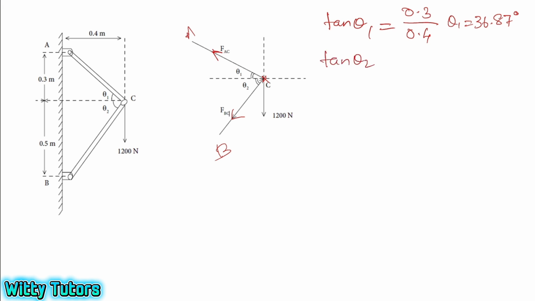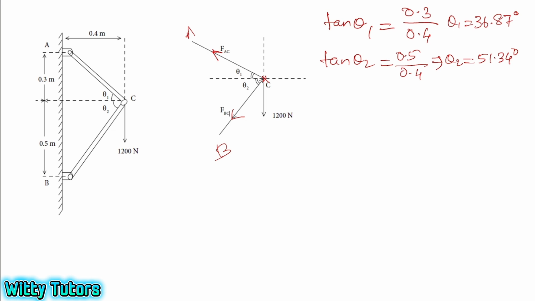Similarly, I can find tan theta 2. So tan theta 2 is equal to opposite side 0.5 by 0.4, from which I will get theta 2 as 51.34 degree. So I got theta 1 and theta 2. Now the next thing is that I'm considering the equilibrium of forces about point C.